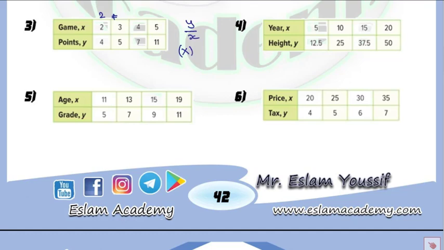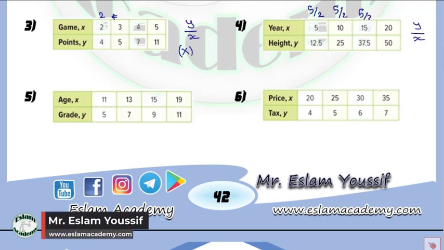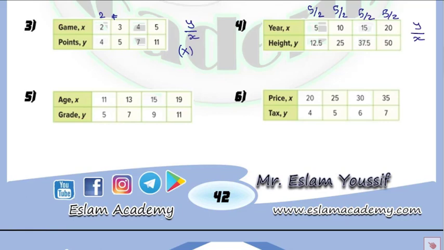In question number 4, we are comparing the number of years to the height. All we need to do is divide y by x to find the ratio between y and x. 12.5 divided by 5 equals 5 over 2. 25 divided by 10 equals 5 over 2. 35.5 divided by 15 equals 5 over 2. 50 divided by 20 equals 5 over 2. Once we have all of the ratios equal, it is proportional. Once we have a proportional relationship, it means this relation is direct variation. The rate of change will be equal to 5 over 2. The constant of proportionality will be equal to 5 over 2.